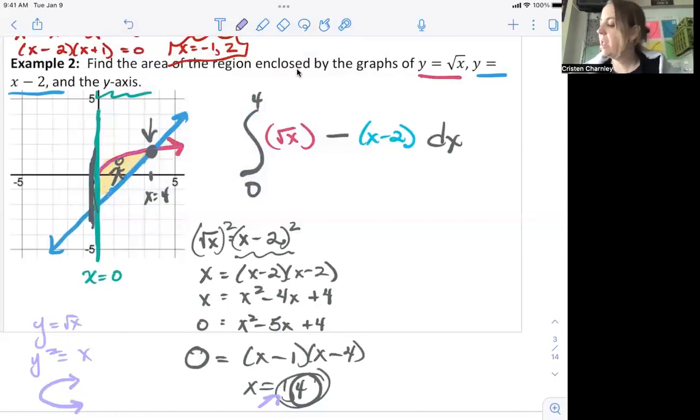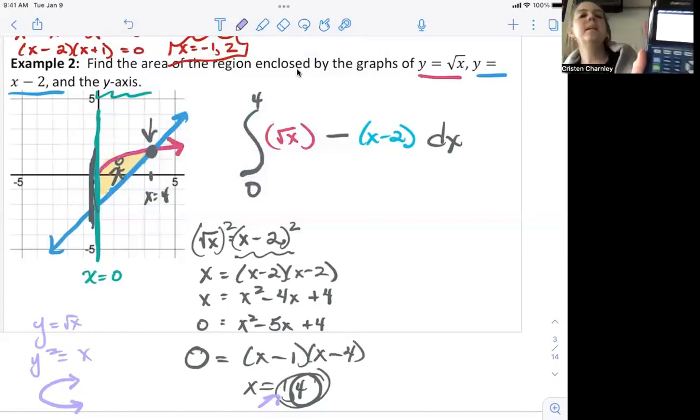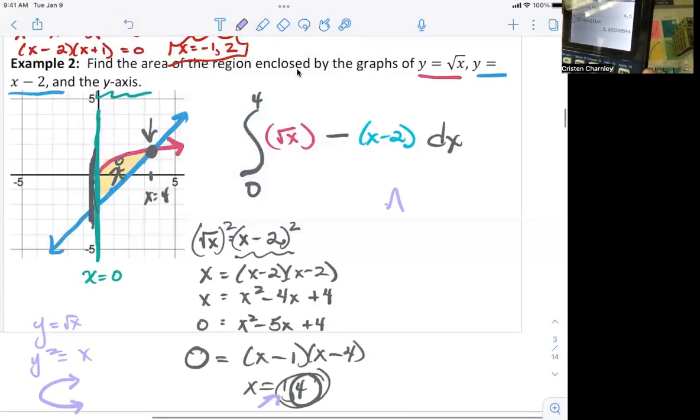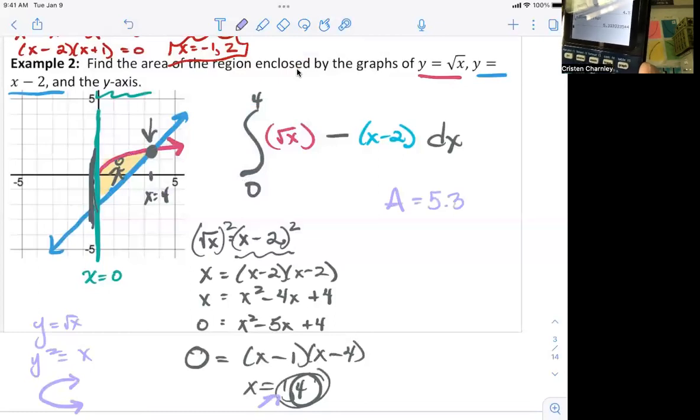All right, math 9. Again, I'm going to cheat because I think I already did that. Square root of x minus x minus 2, I did. And when I hit enter, I have 5.3 repeating. I know those last decimals get a little crazy. It's just how the algorithms work. It really is 5.3 repeating or 5 and 1/3. My area is 5.3.